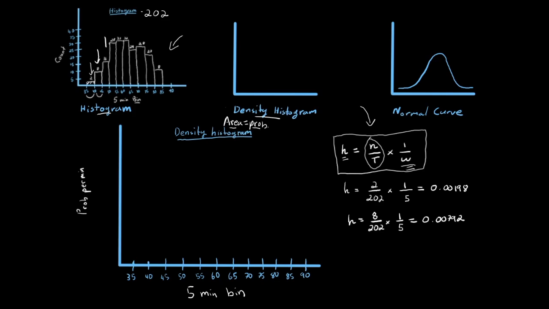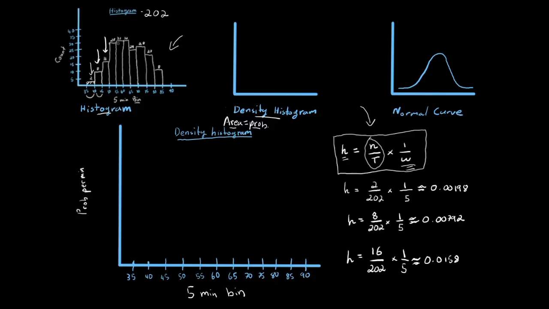And finally, let's also do this third bin that has 16 runners in it. So the height is equal to 16 divided by 202 times 1 over 5, and that is equal to 0.0158. I should say these are all approximate. I just went to about 5 decimal places.